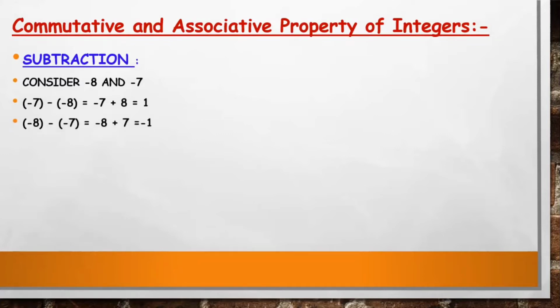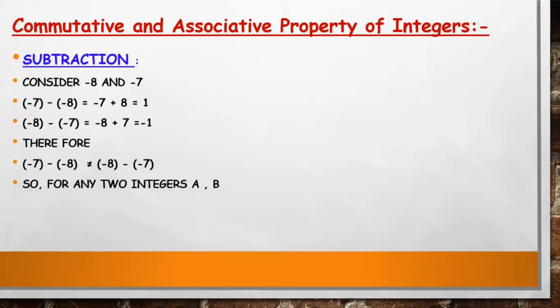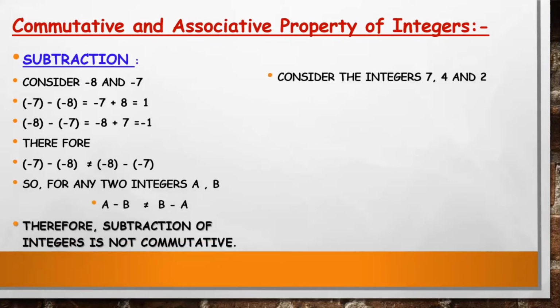Now I have changed the sequence: first I take -8 and then subtract -7 from it, so my answer becomes -1. But if I change the sequence, my answer also changes. It is not like addition, where after changing the sequence the answer stays the same. No, the answer is changed. So what can we conclude? For any two integers a and b, subtraction is not commutative. Subtraction is not at all commutative.